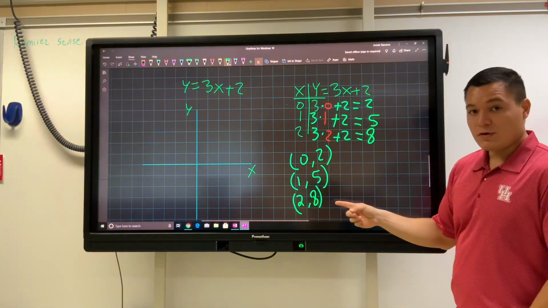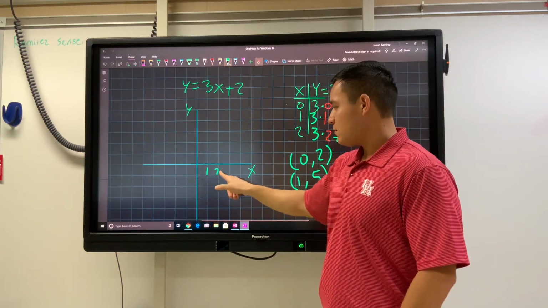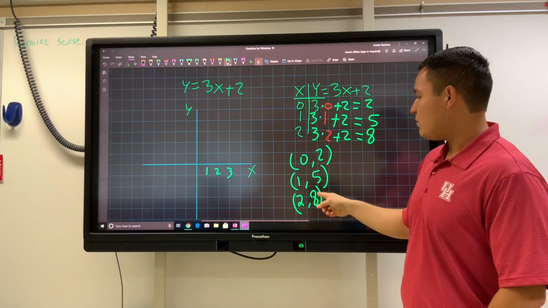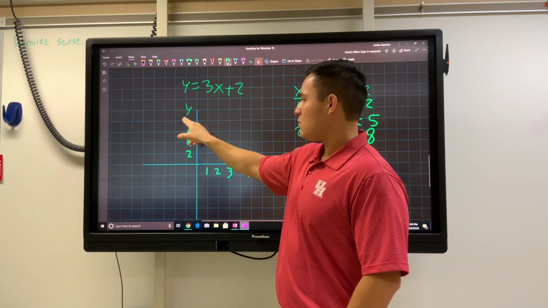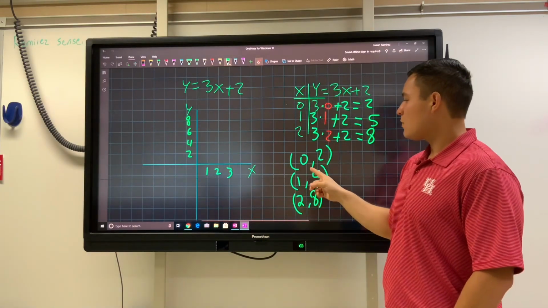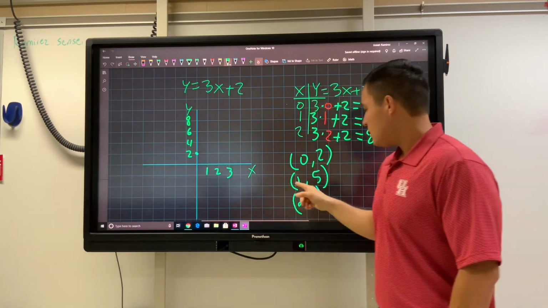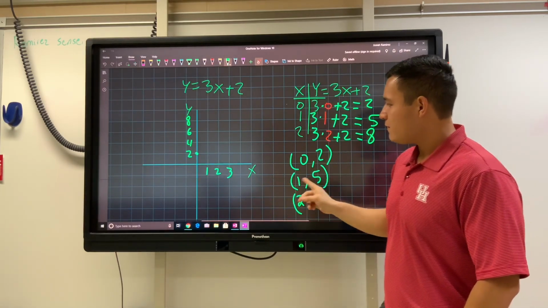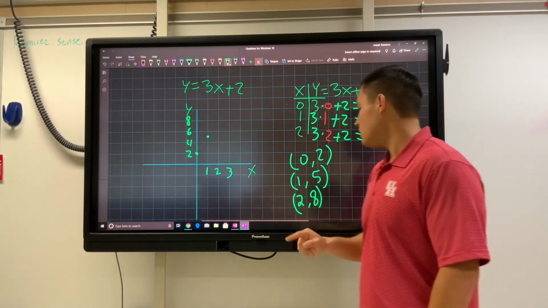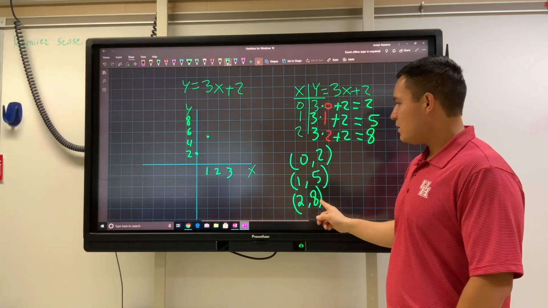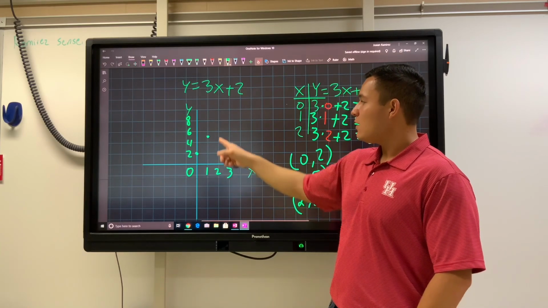Now that we have our 3 coordinates, we can make our scale. I can count by 1s for x, and I will need to count by 2s for y. My first dot is going to be at 0, 2. Second dot, 1 for x, 5 for y, 1 to the right, and between 4 and 6 for y. My last dot is 2, 8. That's 2 for x, I forgot to put the origin, 2 for x, 8 for y.